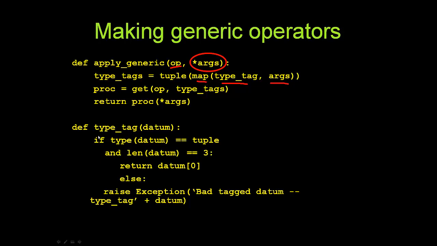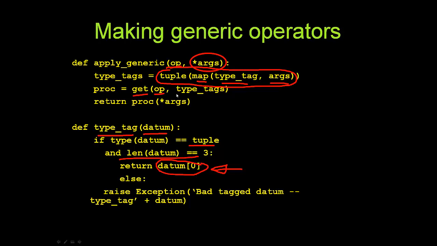Now what does this do? This type tag, when applied to each element in the arguments, checks whether it's a tuple, which means it's a valid data object. You check whether the length is 3, and if so, it returns you datum 0. This, remember, is actually the data tag. So here, this returns a tuple of the tags for the various argument types. And what you do is go to the function table with all the functions and get the function for the op that will be applied to these types of data. Then this gives you the function, and you apply the function onto the arguments.